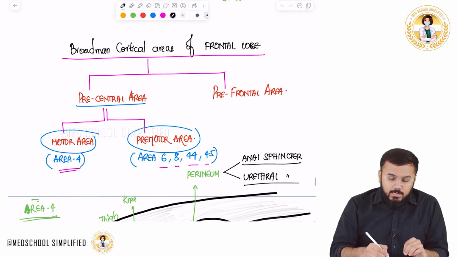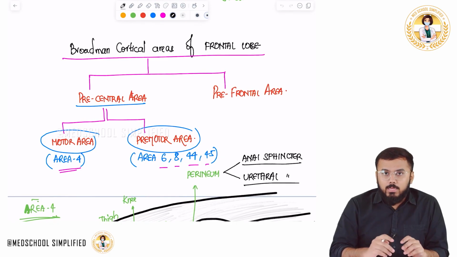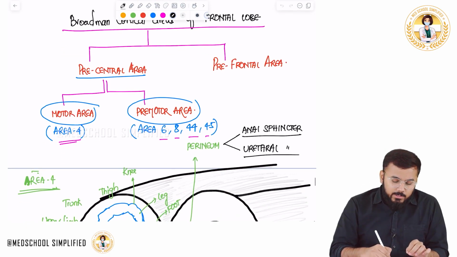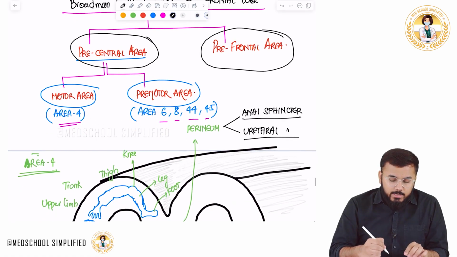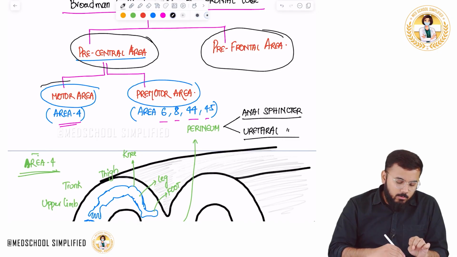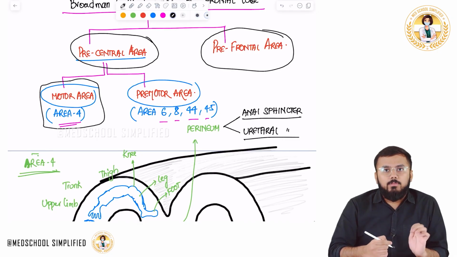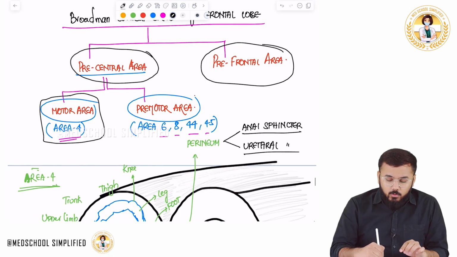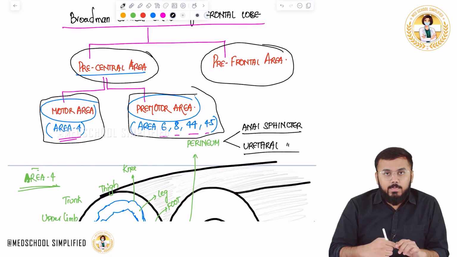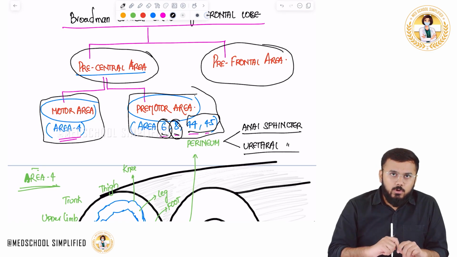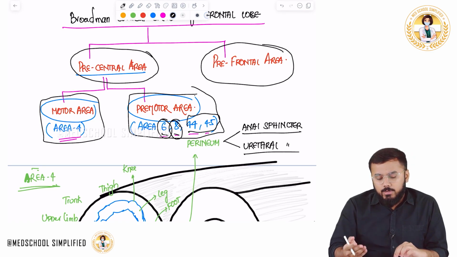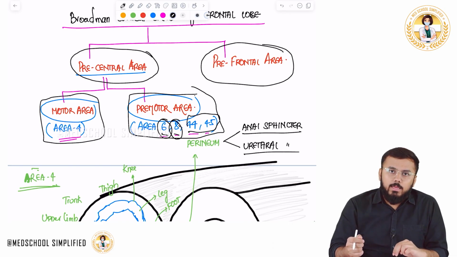Previously, we discussed that there are some centers called Brodmann cortical areas of the frontal lobe. There we discussed the precentral area and the prefrontal area. In the precentral area, we have already discussed the motor area, that is area number 4, in the previous video. Today we shall focus mainly on the premotor area. What is the premotor area? Areas 6, 8, 44 and 45. We shall discuss 6 and 8, and also 44 as well as 45. After that, in the next videos, we will focus on the prefrontal area.